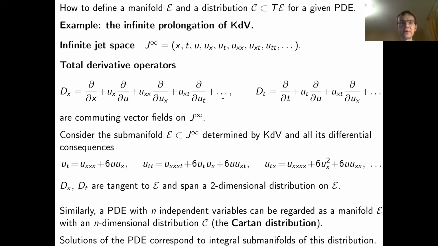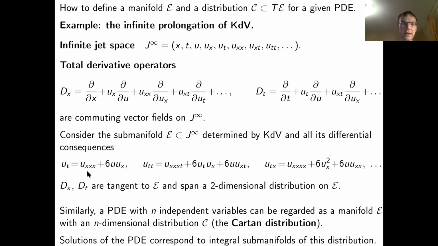We have the total derivative operators. The structure of them is very simple. Here we have d over du, and ux, uxx, ut, uxt. So in the coefficient we add x, and similarly here, in the coefficient we add t. These two expressions are well known as total derivative operators, and in the geometric picture they are regarded as commuting vector fields on the manifold J infinity.